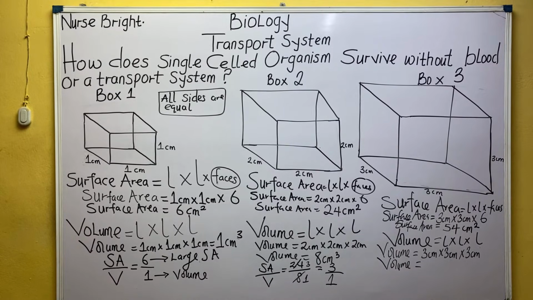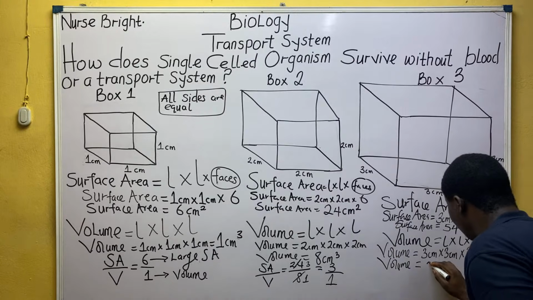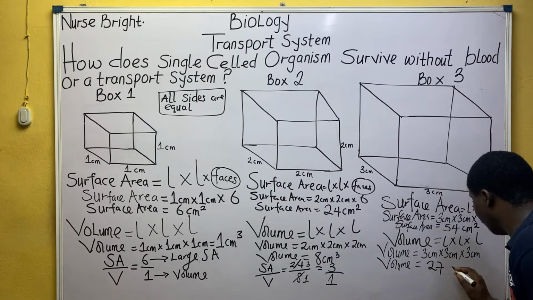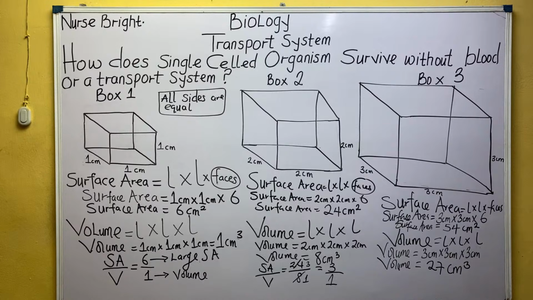3 times 3 times 3. That is 27. That's 27 centimeter cube. Alright?